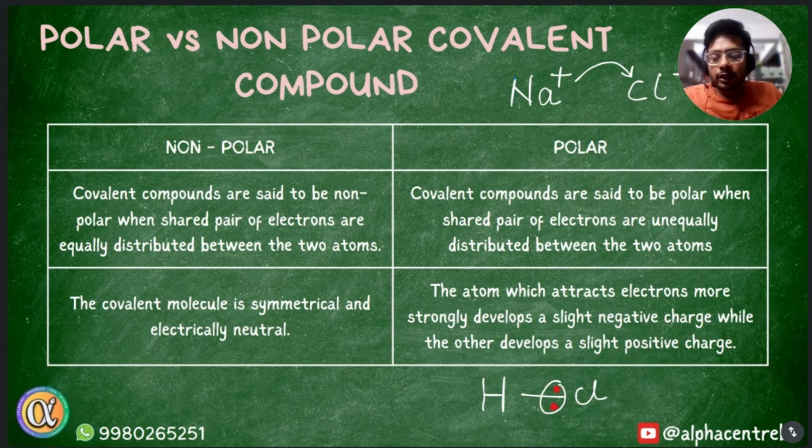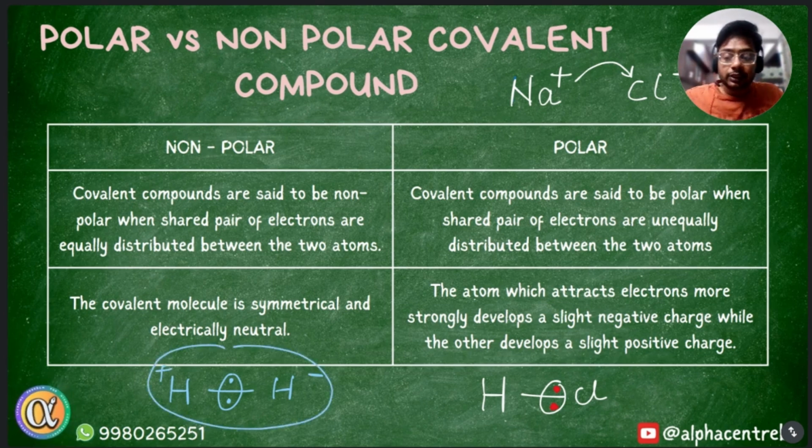But what if the two atoms have the same electronegativity? What if hydrogen combines with hydrogen to form a hydrogen molecule? In this case, I can say clearly that neither hydrogen is more electronegative than the other. So here the shared pair of electrons will lie right in the center. It won't drift towards one of the atoms, and hence none of the atoms gets any partial charge. They both remain neutral. Such a molecule does not have positively and negatively charged ends, so it behaves like a non-polar molecule.